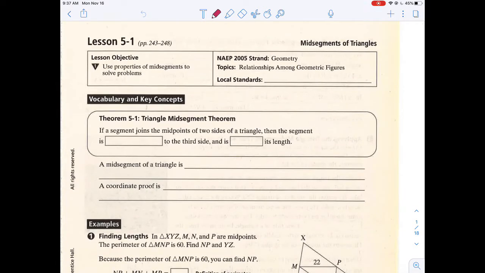Alright, Chapter 5, Lesson 1 is about midsegments of triangles, and the objective is to use the properties of midsegments to solve problems. So first, the vocabulary and key concepts. There is a new theorem this chapter.